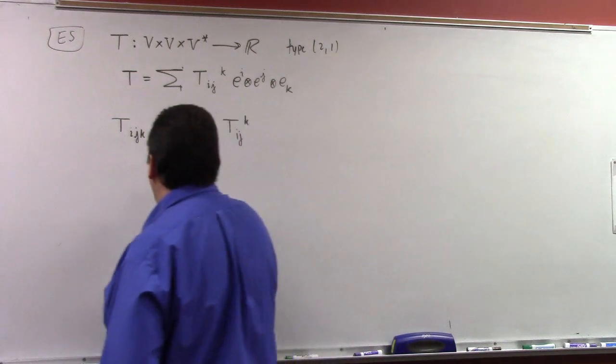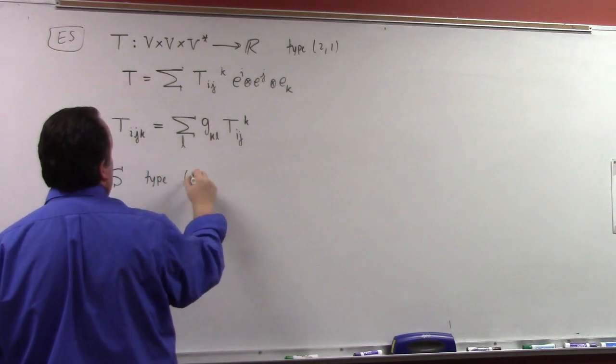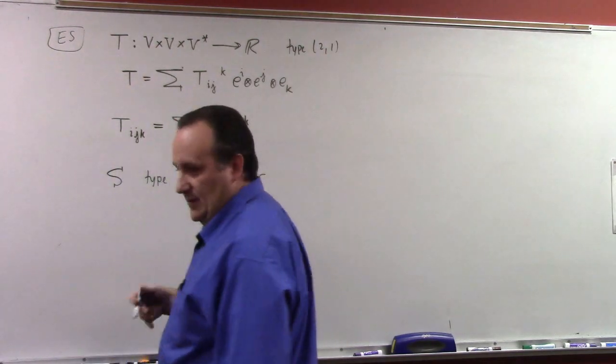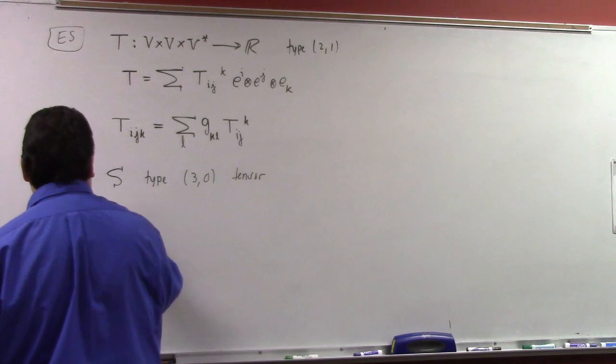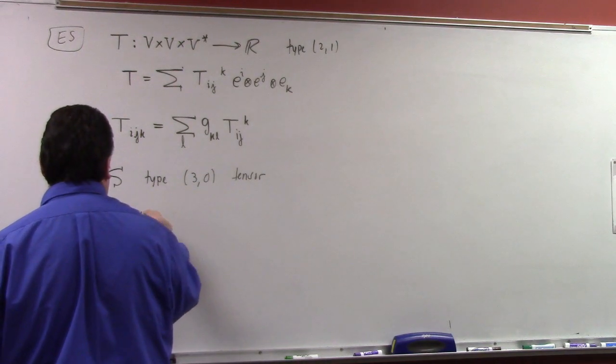See, I mean, we're really defining S as a type 3-0 tensor, right? And I think I can write the formula for you. What is S of x, y, z equal to?